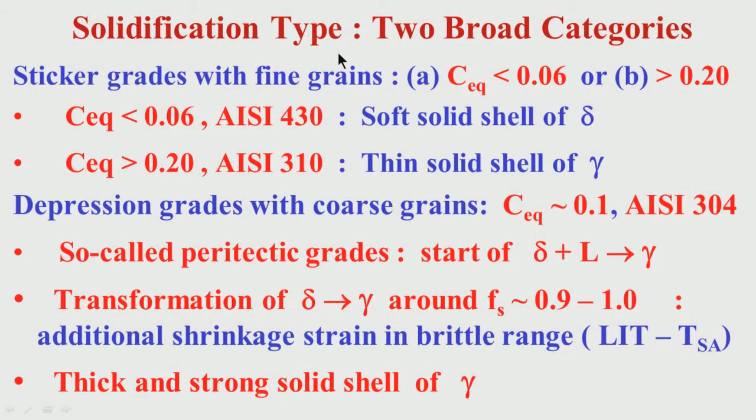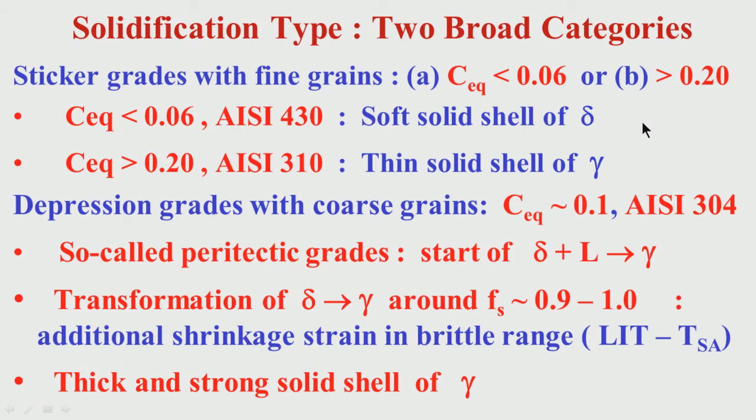In that solidification, there are two broad categories. Some grades are sticker grades, which means the tendency for sticking is high. As I have told you, since they are sticking to the mold, the heat transfer is relatively high. That means the dendrites will be relatively finer, so the grains are relatively finer.